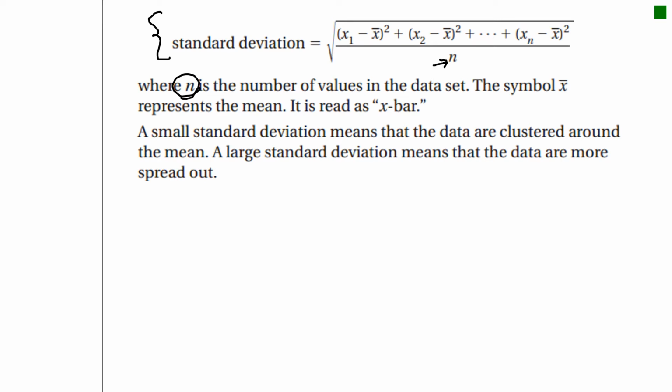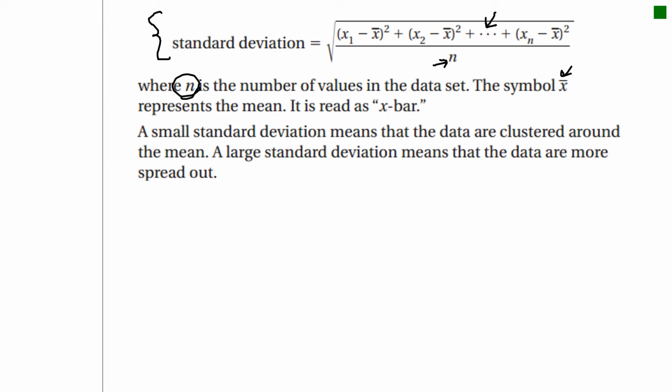This symbol, this X with a bar above it, is X bar. This X bar represents the mean, and the mean should be the same every time. The dot, dot, dot underneath the square root means that you're going to add each of these values up, depending on how many data values you have. So we'll get into it in an example.